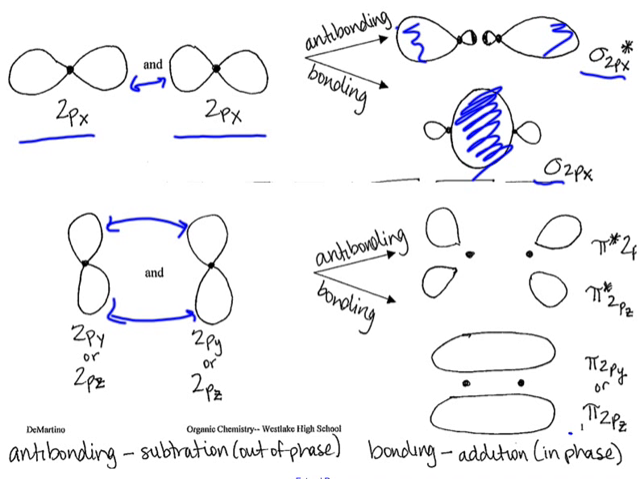So here we have a pi p and a pi p, a pi star. So this is our bonding down here, and this is our anti-bonding. All right? So what do you need to know from all of this?